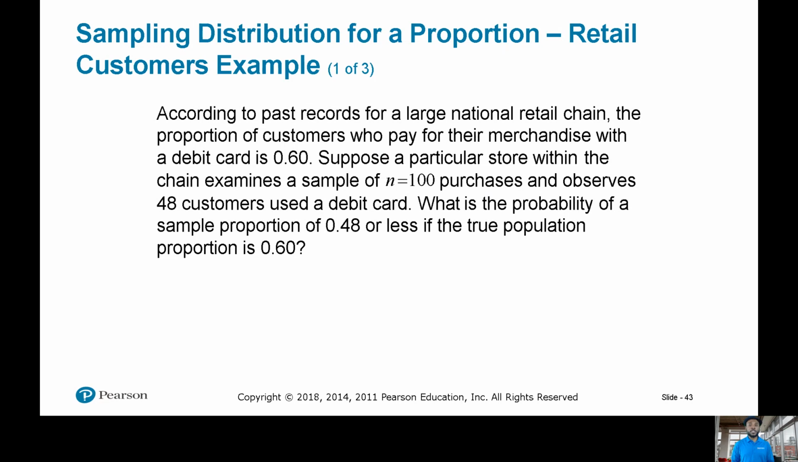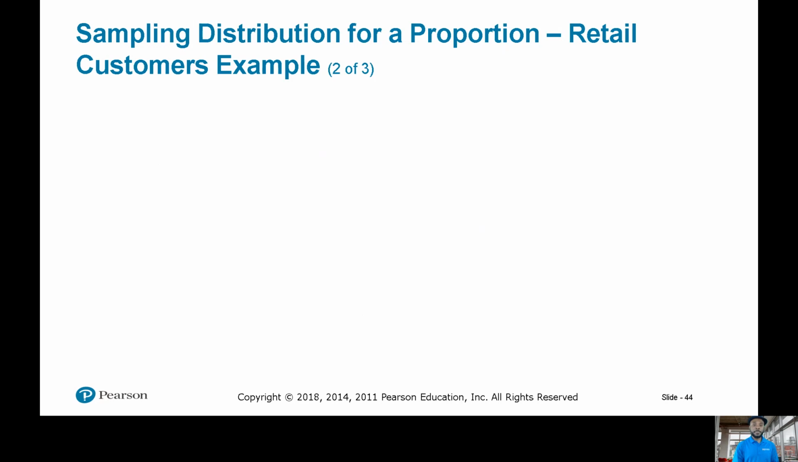All right, so we've seen this question. How do we interpret it? What are we trying to find? What is the probability of a sample proportion of 0.48 or less if the true population proportion is 0.6? So what we're trying to find here is simply the probability that P hat is less than or equal to 0.48.